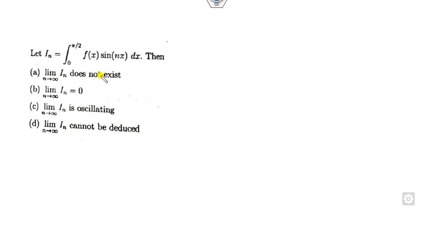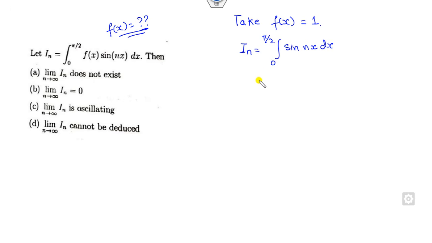If I_n is given to be here, then what will be the limit of this? Now what is f(x)? It is not given to you, so you can take f(x) by your own convenience. I can simply choose f(x) as 1. Then your I_n will be the integral from 0 to pi by 2 of sine of nx. What is the integration of this? Minus 1 over n cos nx, from 0 to pi by 2. Minus 1 over n is outside. It is cos n pi by 2 minus cos 0, and cos 0 is 1.